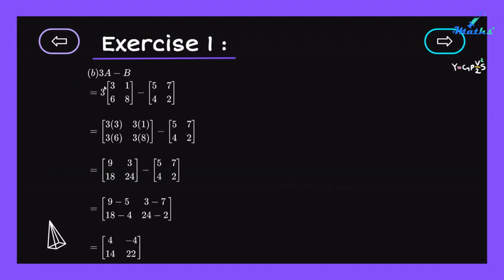And we get 3A minus B, which is 3 times matrix A minus matrix B. We times inside first, then only subtract. So 3 times 3, 3 times 1, 3 times 6, 3 times 8, and the matrix B will just remain the same. We settle the multiplication first, and then we get 9, 3, 18, 24. And then we only subtract together. So 9 minus 5, 3 minus 7, 18 minus 4, and 24 minus 2. And now we'll get the answer 4, negative 4, 14, and 22.